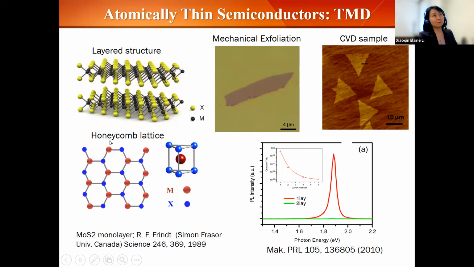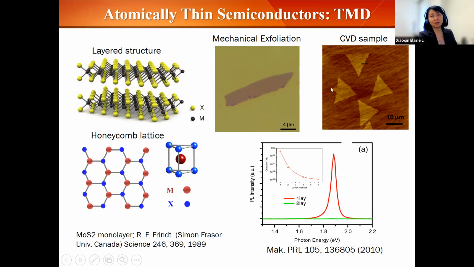But I should say they're far from ideal. We often have vacancies that are generated in the growth of these materials. And people mostly work with materials that are created in two ways. One is created by what's called chemical vapor deposition.